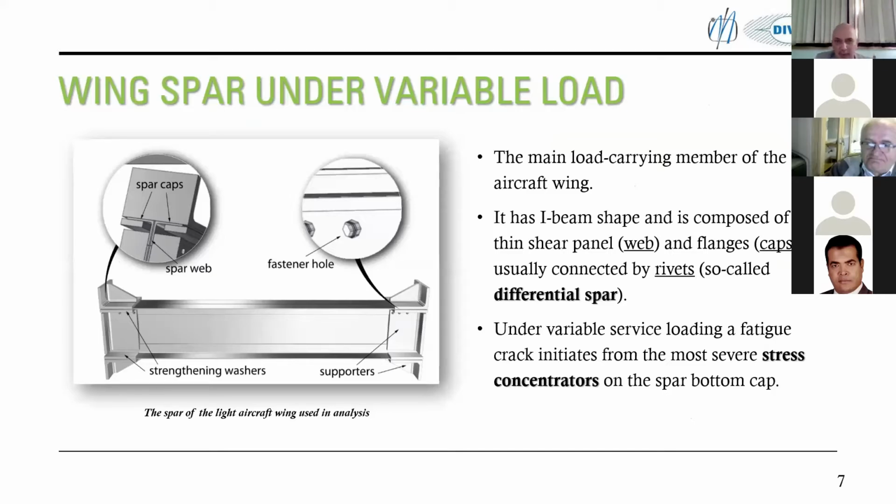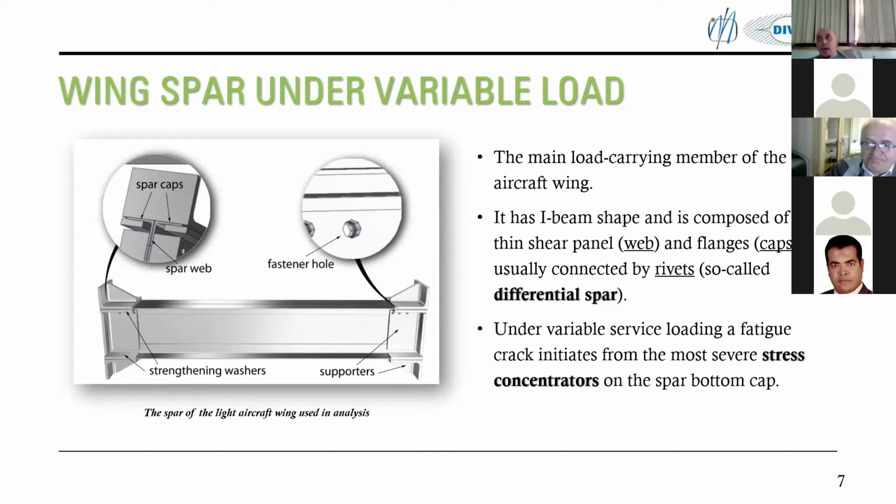So this is a part of the wing which is called wing spar, made of aluminum, consisting of shear panel, which is a web, and flanges, which are caps. We call them caps. And usually in the traditional approach to aircraft design, we connect all these parts using rivets. And we call this differential spar.